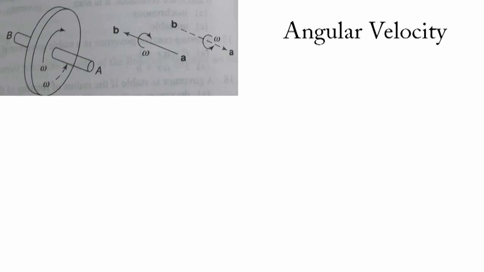Now, if you want to represent the angular velocity by vectors, it is a vector quantity because it has magnitude and direction both. So that's called the vector quantity. So that's why, because it is a vector quantity.